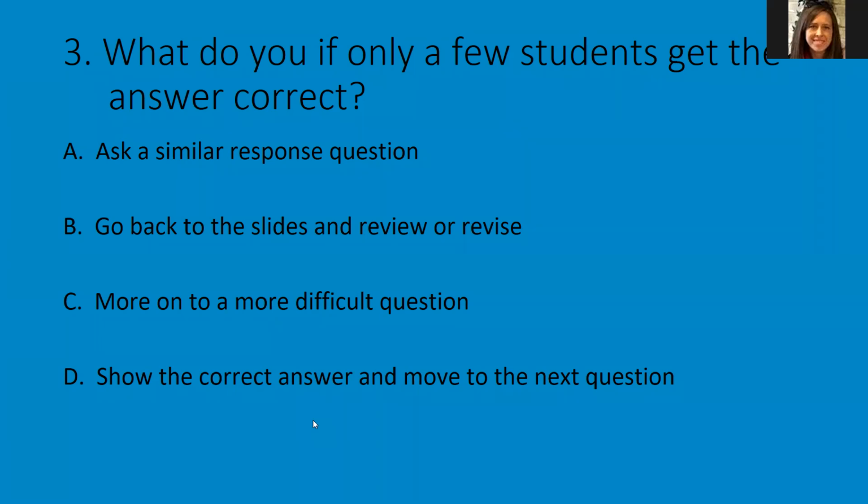I'm going to share results. All right, can you guys see the results on the screen? Great. We're split between A and B. So if you have only a few students who get the answer correct, let's knock out C and D and just look at A and B. Should we ask a similar response question, or go back to the direct instruction slides and review or revise? What do you guys think? What would you do? Feel free to unmute or type in the chat window.